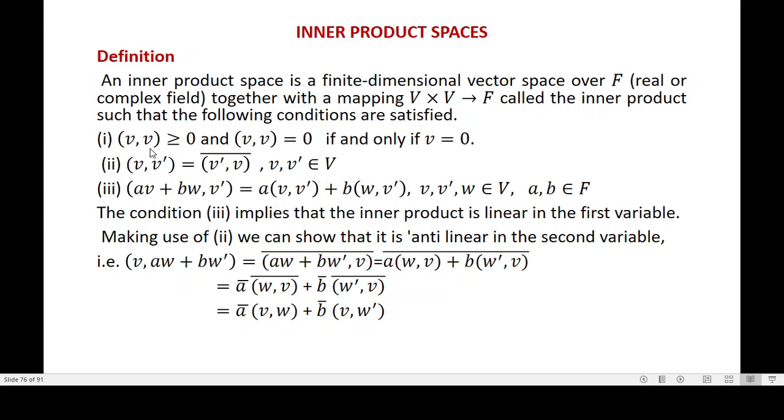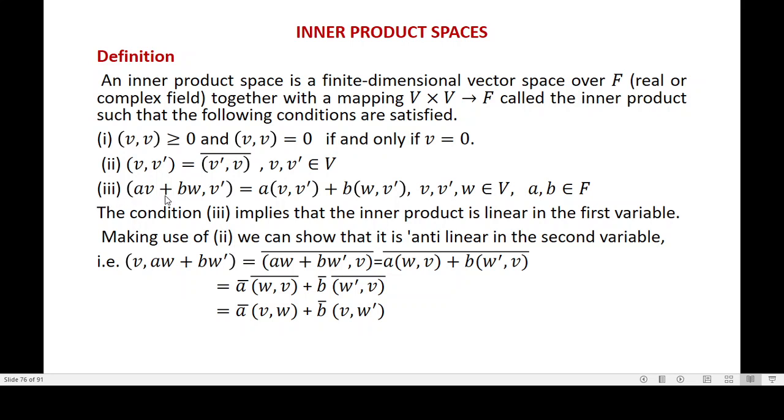The first condition is that the inner product of v comma v is greater than or equal to 0, and the inner product of v with itself is equal to 0 if and only if v is equal to 0. This is the first condition. The second condition is that the inner product of v comma v dash is equal to the conjugate of the inner product of v dash with v, where v and v dash belong to V.